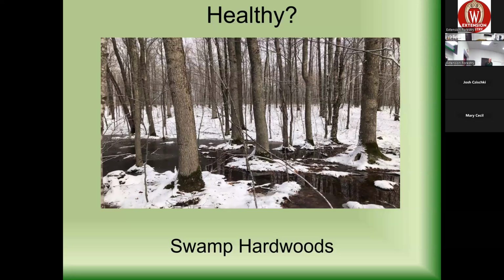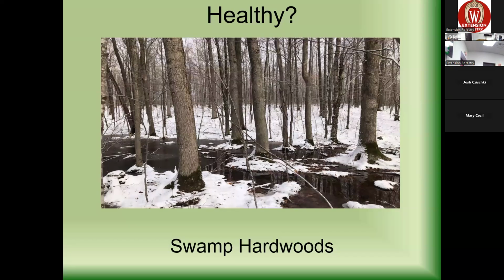Here's some swamp hardwoods, healthy or unhealthy? Again, you can't see much other than the boles of the trees. Anybody want to take a stab? Not much browse. Okay, there isn't much there to eat. What species of trees are almost all of these? Yeah, what kind of ash? Black. Yep, they're all black ash.